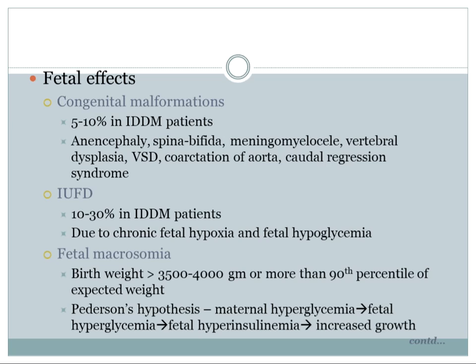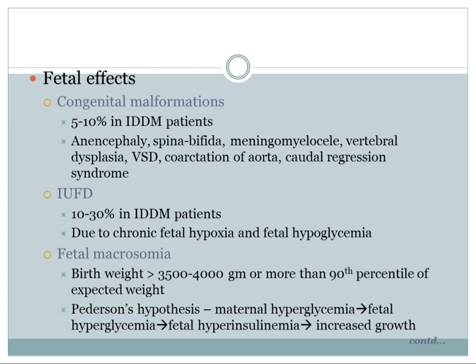We call it macrosomia when the birth weight of the fetus is more than 3.5 kg. For our Indian population, we take it as 3.5 kg, that is 3,500 to 4,000 grams, or the weight is more than the 90th percentile of expected weight for that period of gestation. Now, Pedersen has put forward a hypothesis for why macrosomia occurs in the fetus.